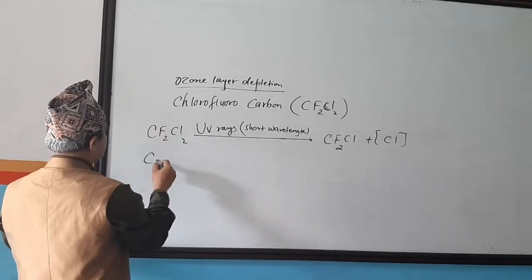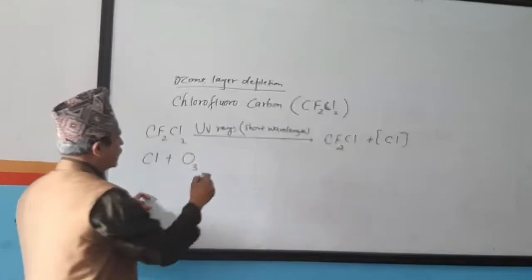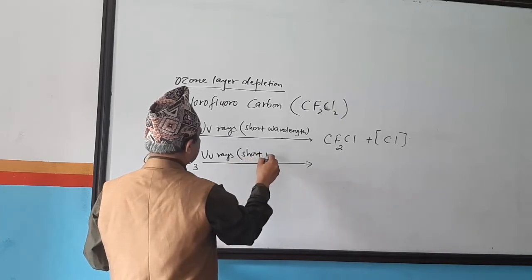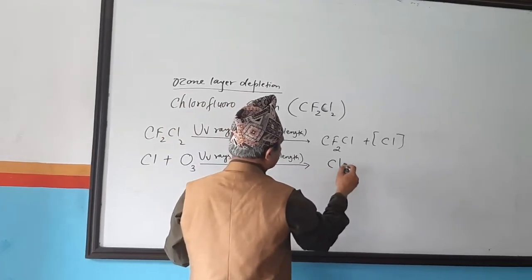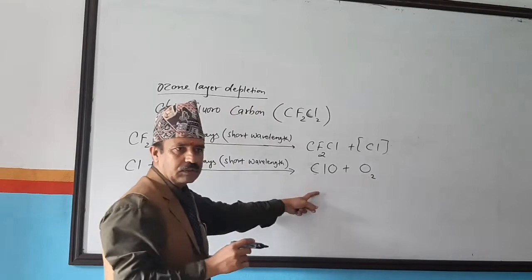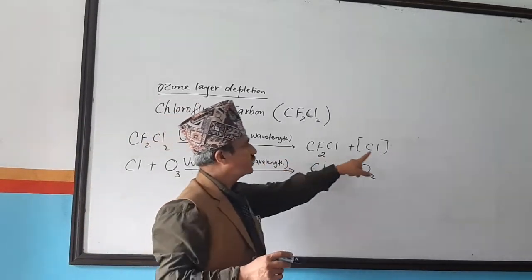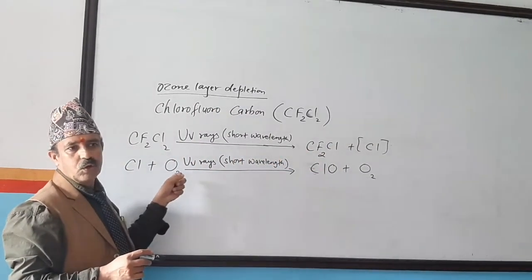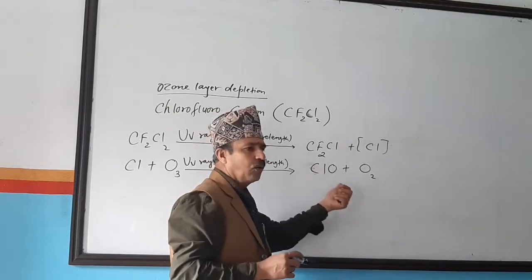And that Cl reacts with what? Ozone. In presence of UV rays of short wavelength, it forms chlorine oxide, ClO. ClO is chlorine oxide, plus O2. See, ClO is formed. Understood? When UV rays fall on CF2Cl2, CF2Cl plus nascent chlorine is formed. That nascent chlorine reacts with the ozone molecule, in presence of ultraviolet rays of short wavelength, and forms ClO, chlorine oxide.